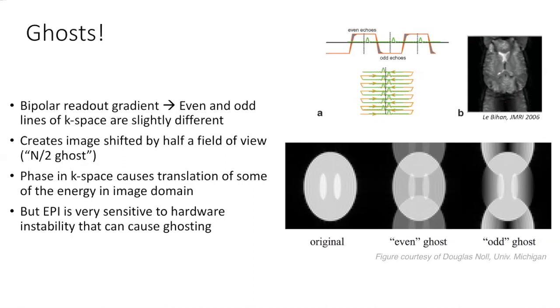But typically, for the sequences provided by Siemens on the scanner, they do a ghosting correction for you, so you don't really have to worry about it in the end. But in case you do still have some ghosting within your image and you're running an EPI, it's worth understanding where they're coming from.